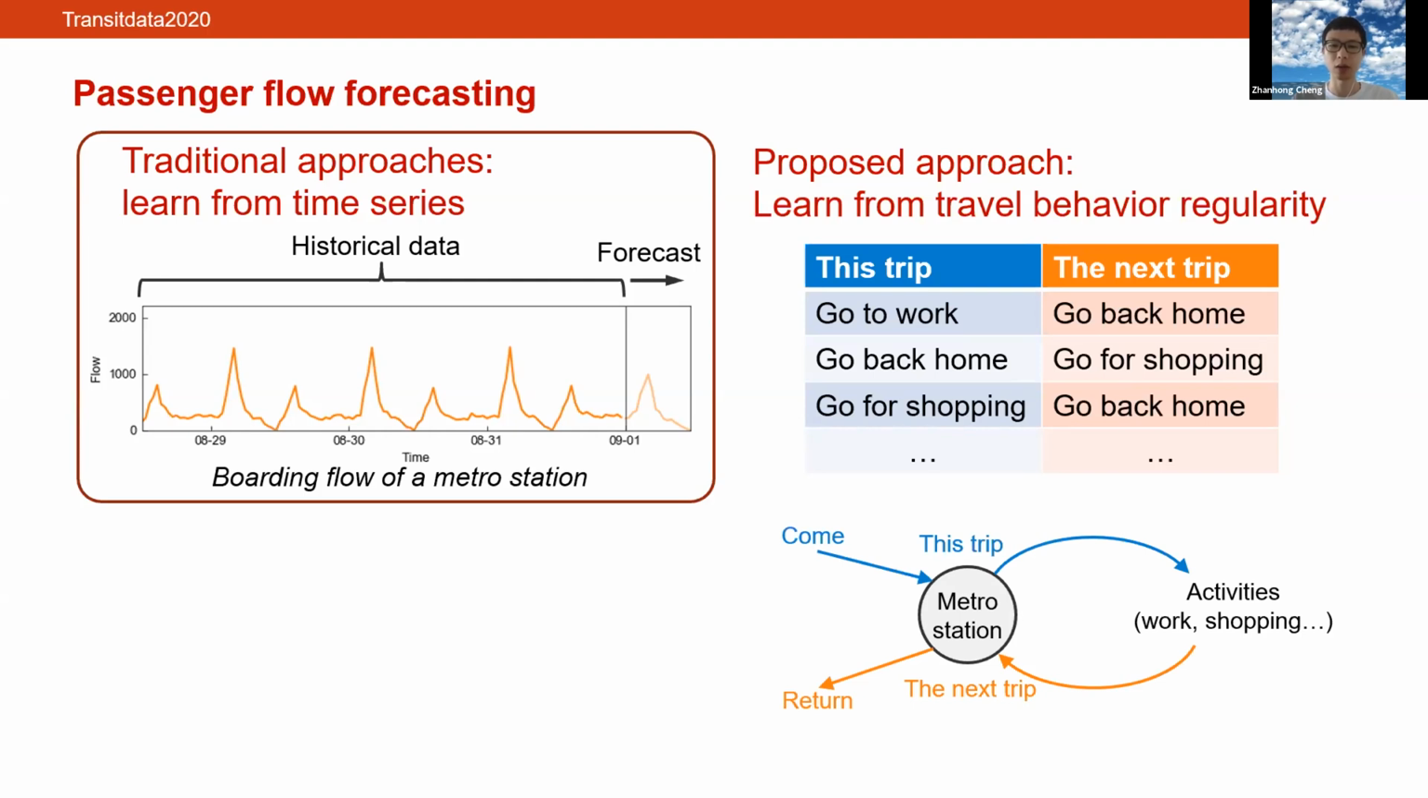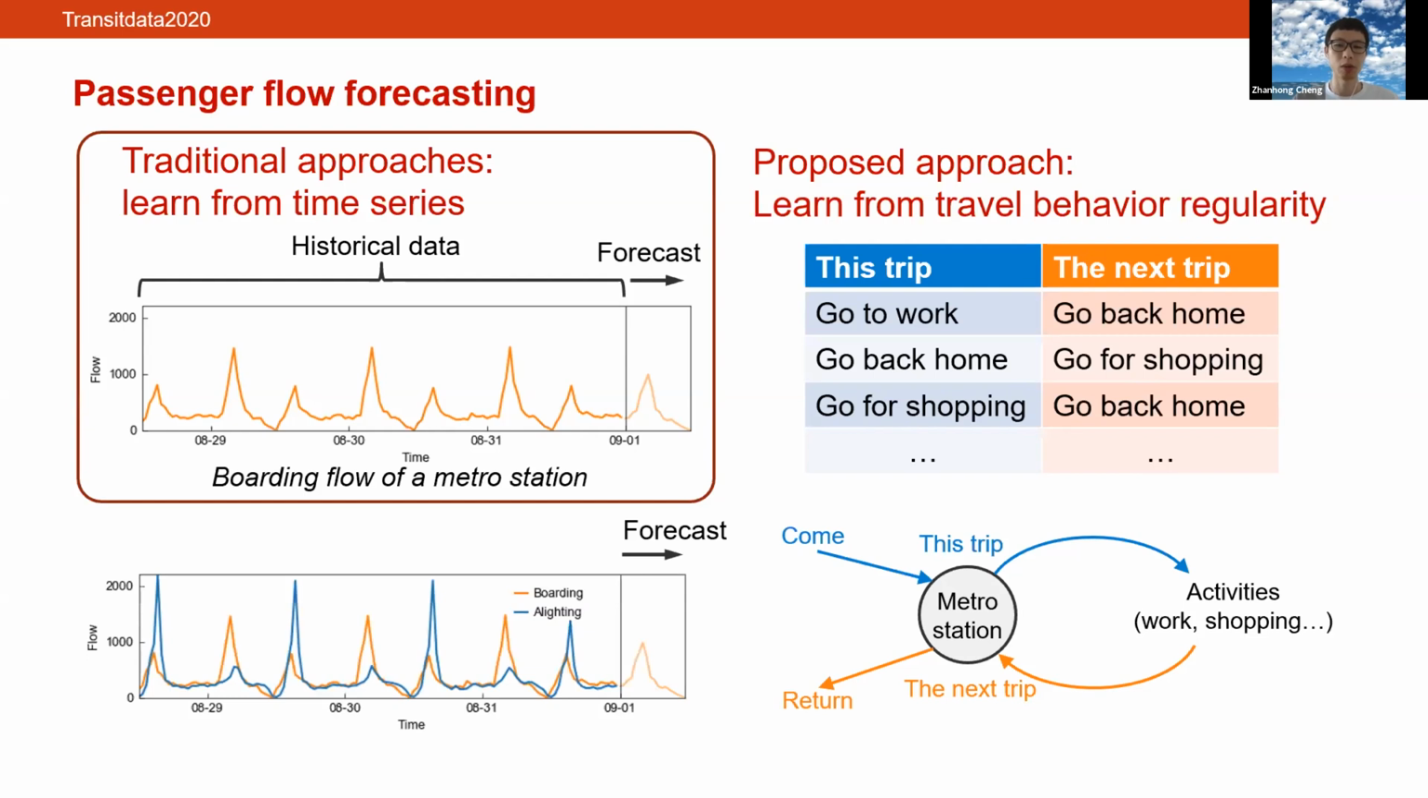This come-and-return cycle is very prevalent in our case. I think it's very prevalent in most metro systems. In the Guangzhou metro system, we found that this type of trip makes up around 60% of all trips. And more importantly, for certain activities such as work or home, the come-and-return time is highly regular, and that inspires us to build a model to learn the relationship between the alighting flow and the boarding flow, and use this relationship to better forecast the boarding flow in the future.